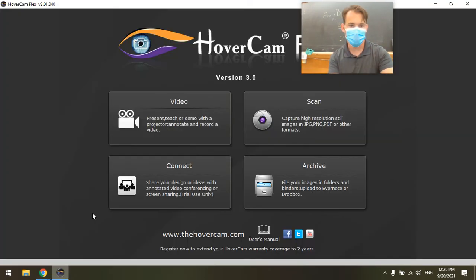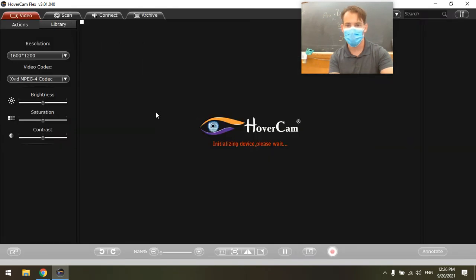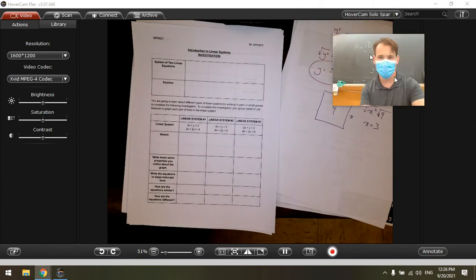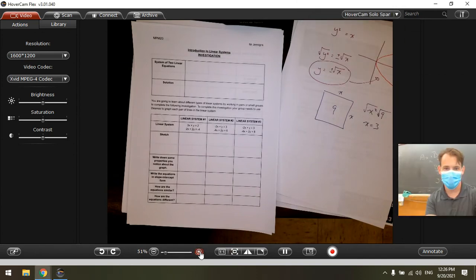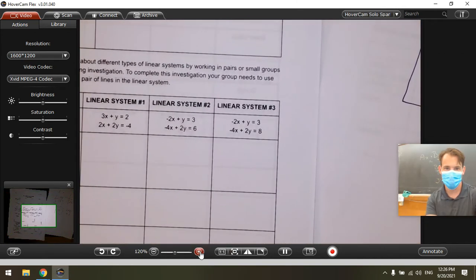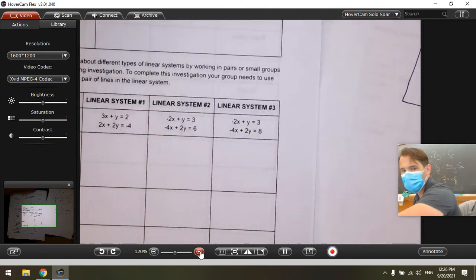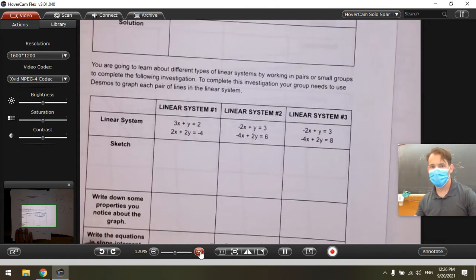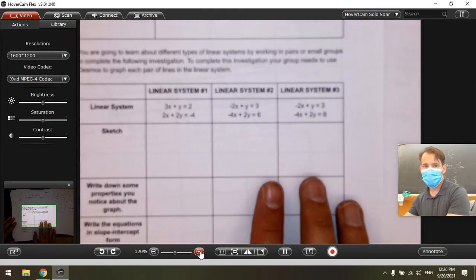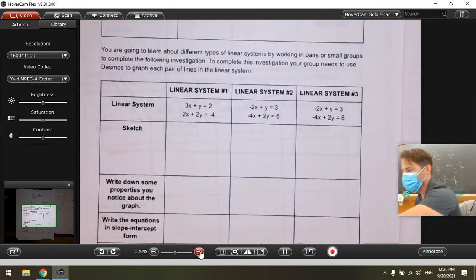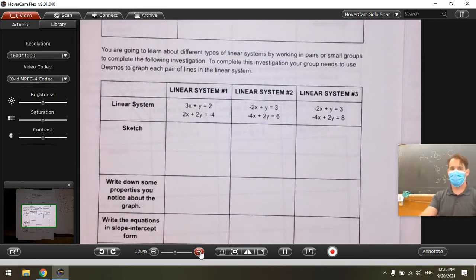Sorry, that just needs to boot up. Here we go. And we'll zoom in. Put me down here. Okay, here we go. And then fix the autofocus. Good. Okay, here. So let's take a look at these linear systems. Just let me get the autofocus set. That should be good.